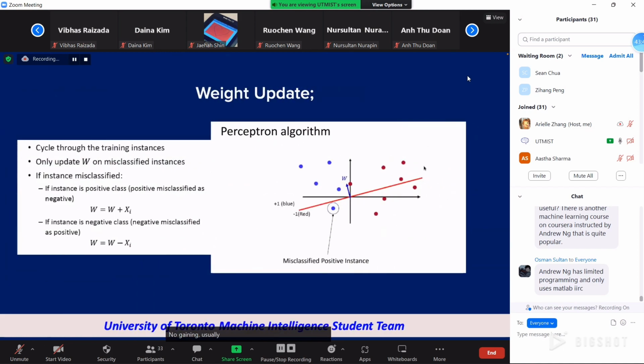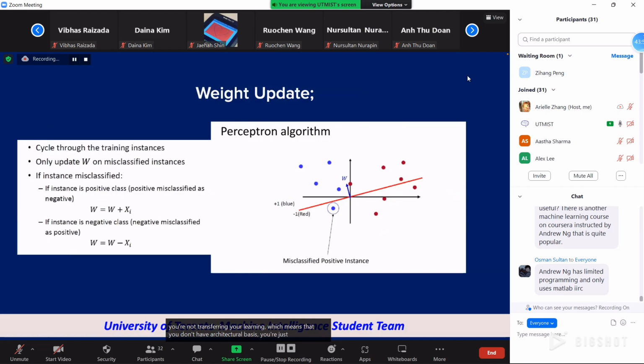Usually for your machine learning input, if you're not doing transfer learning, which means you don't have an architecture basis, you're just starting somewhere random. You initialize a bunch of random noise as your initial weights, and then you try to make them better. That doesn't always work; it kind of depends on luck. If you try different hyperparameters, it will eventually come to you. But you have to find your way to update this and make it a perfect classification between the blue dots and the red dots, right?